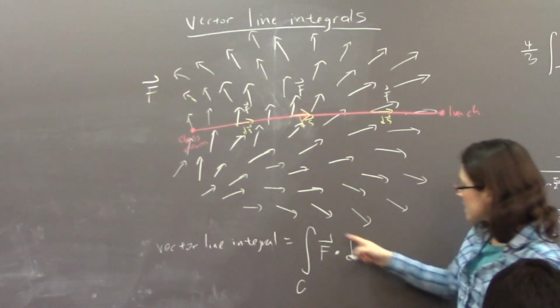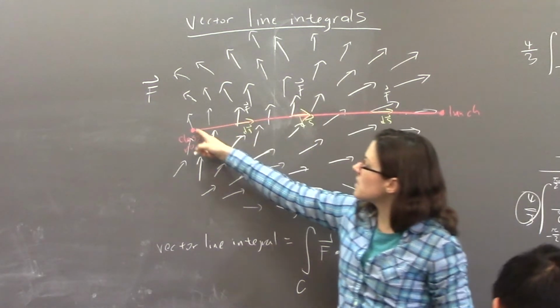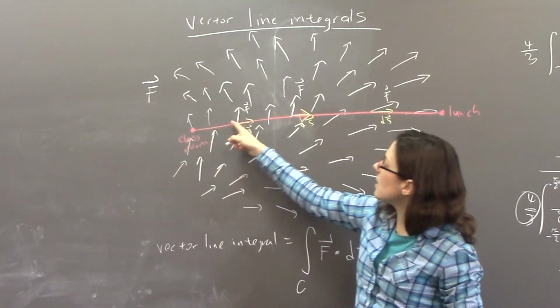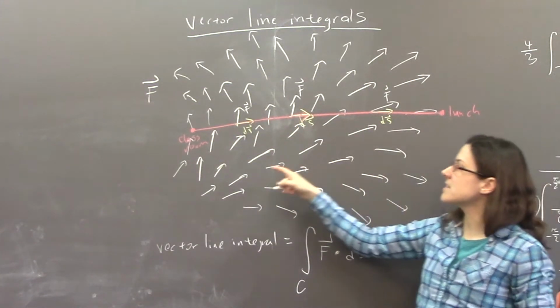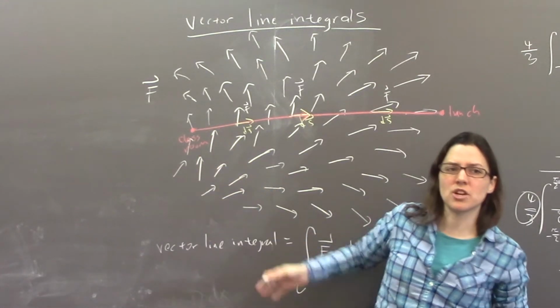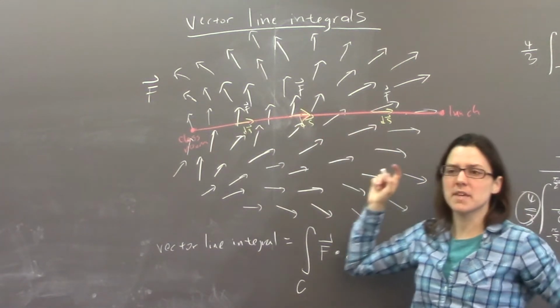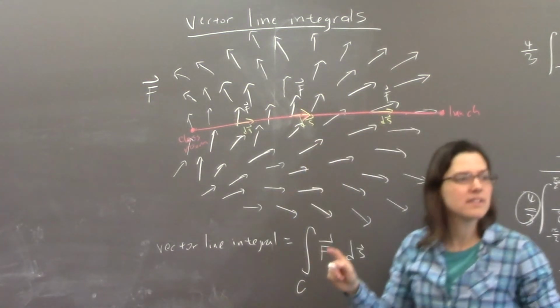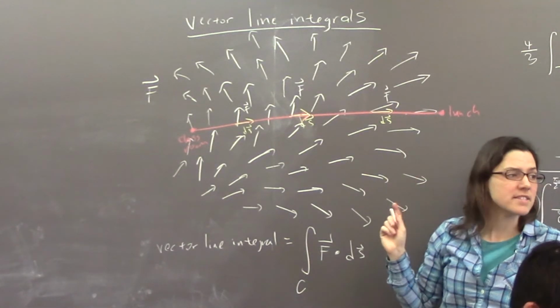And what this does is it adds up those dot products all along the curve. So here, maybe the dot product is negative. Along here, it's basically 0. And then here, it's positive. And what that means is that as you're walking to lunch, as you go out of the room, the wind is pushing on your side, and it's not helping or hurting you. But then as you get closer and closer to lunch, it becomes a tailwind, and it just pushes you along. So in this case, the vector line integral would be positive.